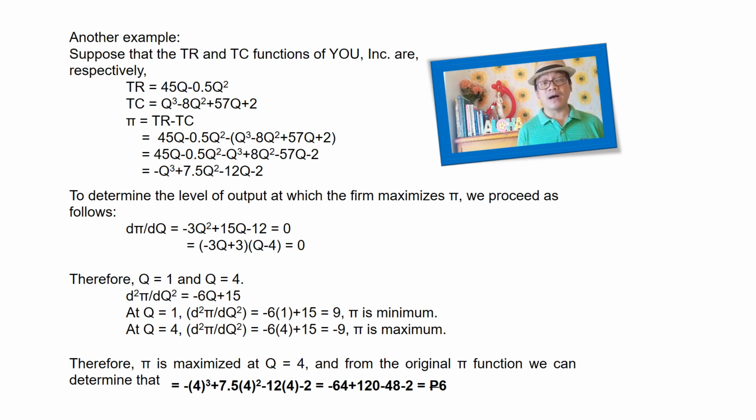So, this is positive. Therefore, profit is minimum. How about at q equals 4? So, we have negative 6 times 4 plus 15, which is equal to negative 9. So, profit is maximum. Therefore, profit is maximized at q equals 4. And from the original profit function, we can determine that the profit where q equals 4 is 6.